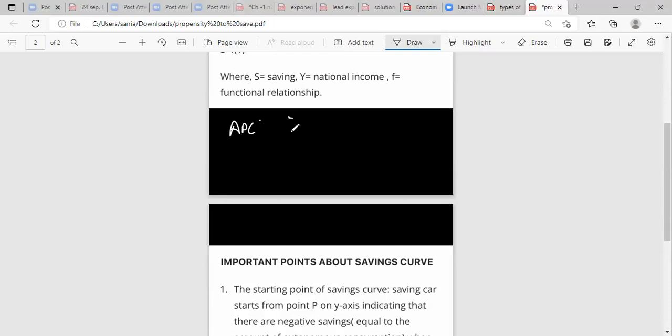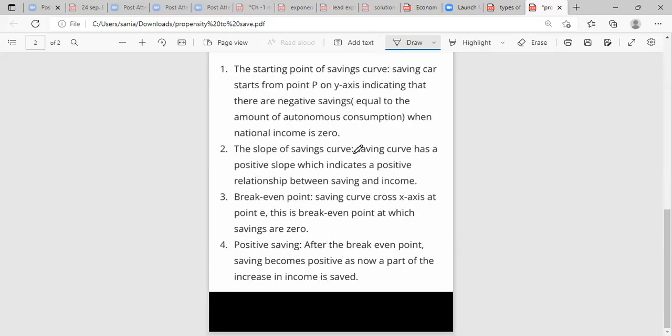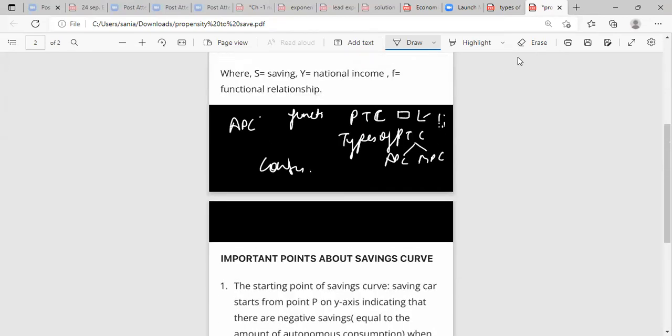Over APC, first of all, we did the function and the curve, that is propensity to consume. Then we did types of propensity to consume, and over that we did APC and MPC. After that, we drew the table and the graph, and wrote a few points about APC. Similarly, we wrote a few points about the saving curves. Now we will be drawing the table and the graph. Clear?